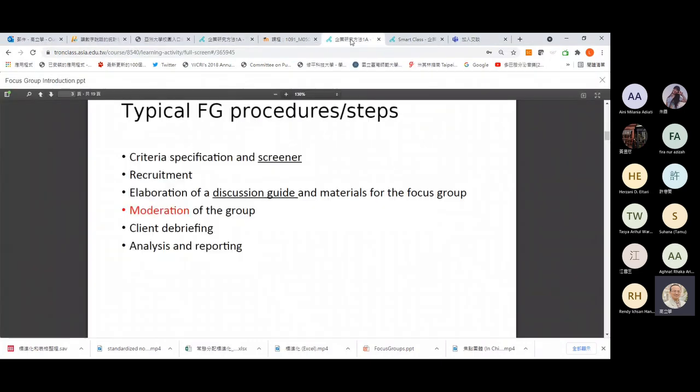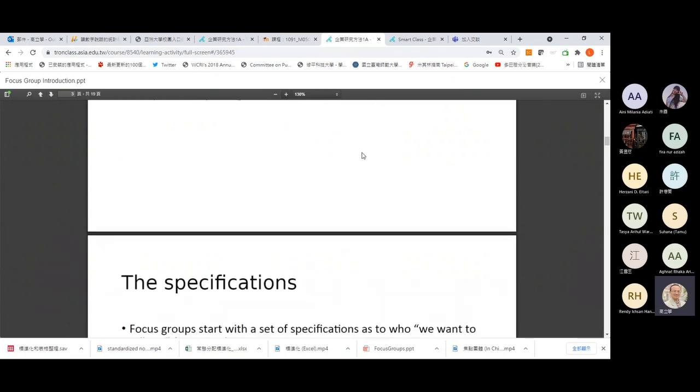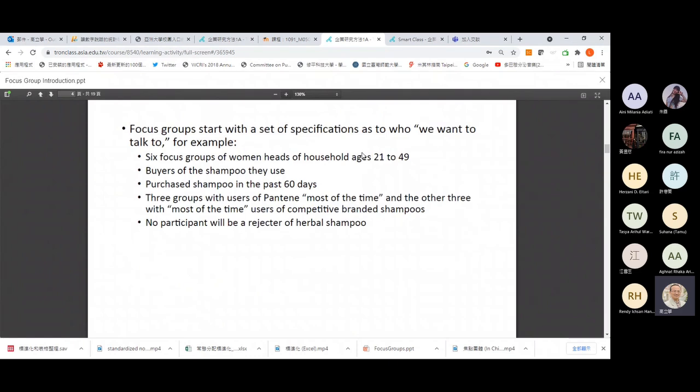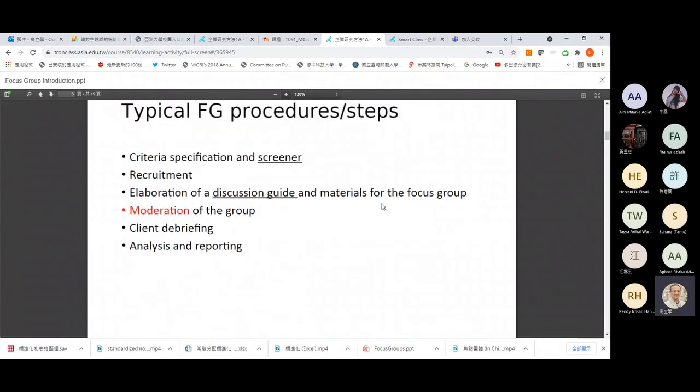Then the most important thing is to prepare the discussion guide, or you may want to prepare some materials. For example, in this PPT, they may prepare some paper towels to provide a trial for the participants, and to ask what their feeling or their thoughts are after they use the products. And then the key person in the focus group is the moderator, the moderation of the group.